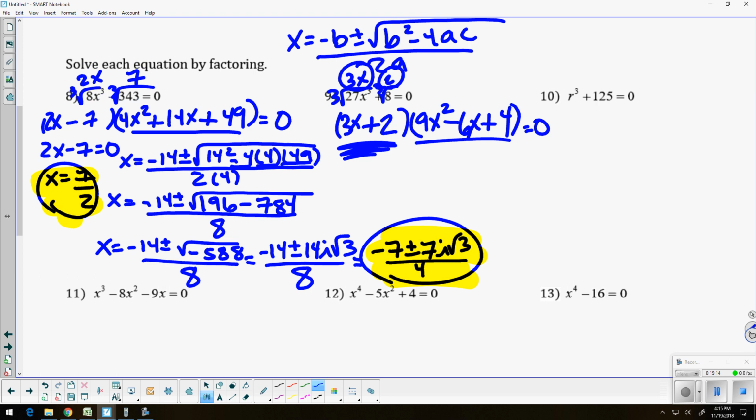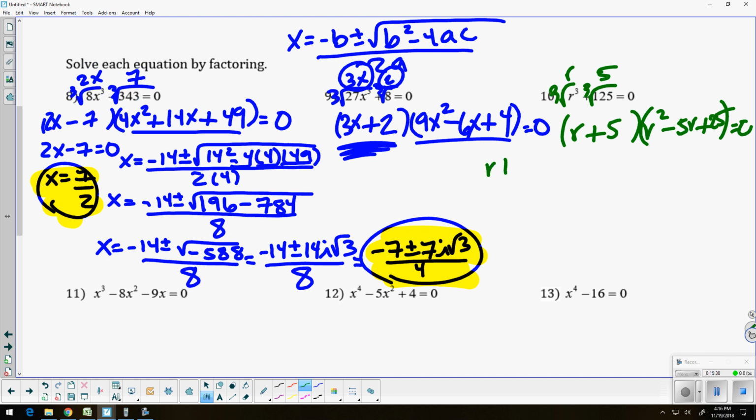Okay, number 10, let's go ahead and do this one. So factoring, binomial, trinomial, signs again: same, opposite, plus. And now take the cube root. This would be r, the cube root of 125 would be 5. So r plus 5, r squared, 5r, 25 in the back. Now we have to solve it. Just set r plus 5 equal to 0. There's one answer: r equals negative 5.